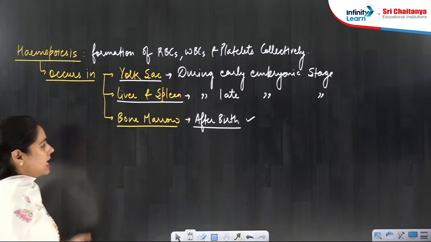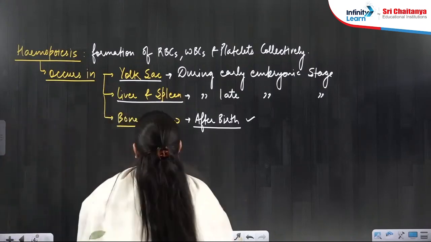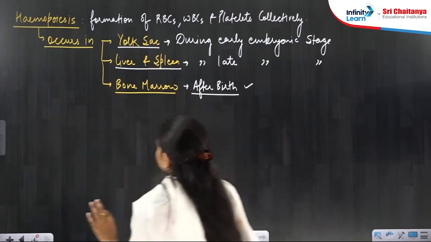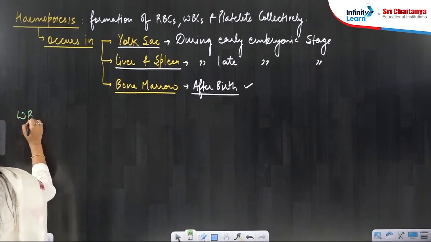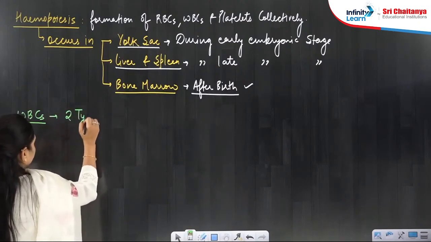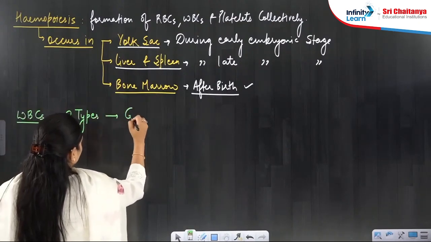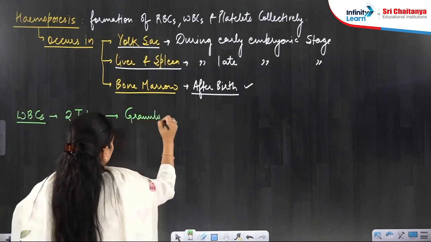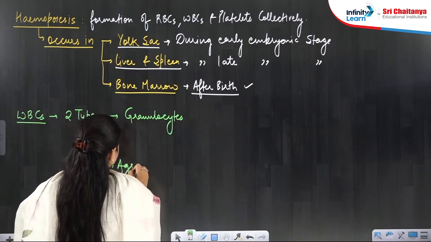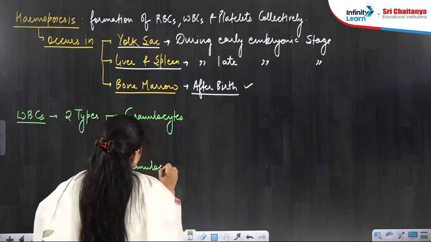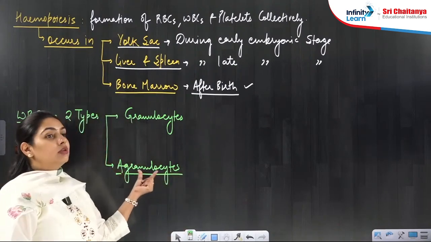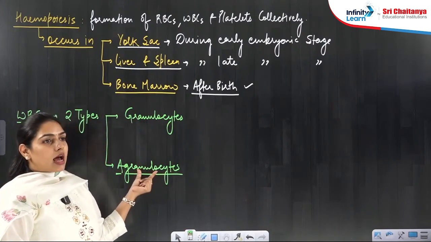Right. All right. Let us move ahead and discuss the types of WBC quickly because we have very little time now. WBCs, beta, are of two types first of all. One is granulocytes. The other is agranulocytes. A means absent. It means granules are absent.